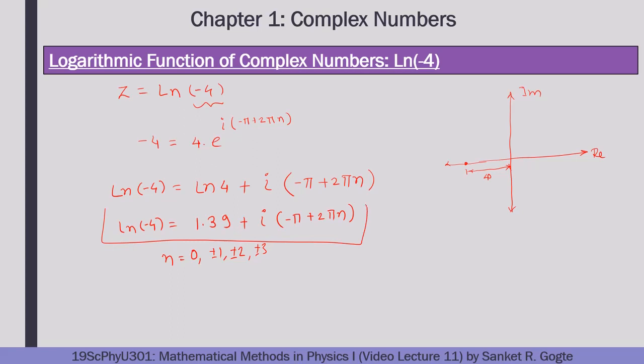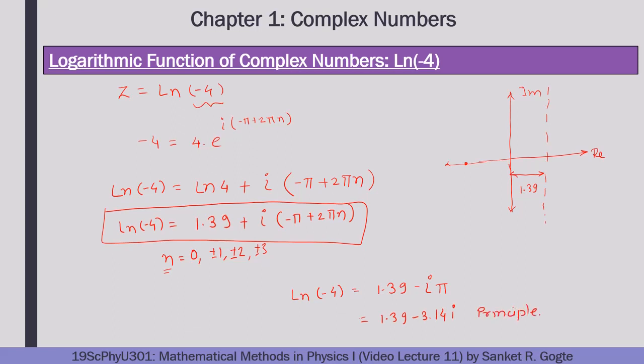Let's plot this number in the Argand plane. Let me erase this. All these points now are going to lie along this line, where this length is equal to 1.39. The principal value of the log is obtained when we consider n to be equal to 0. So the principal value of log of minus 4 is equal to 1.39 minus i pi, or it is equal to 1.39 minus 3.14 i. This is the principal value of the log of minus 4.